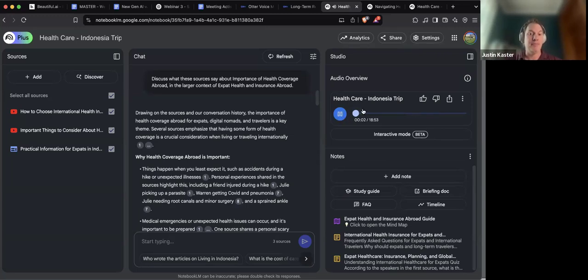Welcome to the deep dive. Today, we're tackling something that's definitely top of mind for anyone living, working, or just constantly moving around internationally. Yeah, we're talking about navigating international health insurance and actually getting health care when you're abroad.